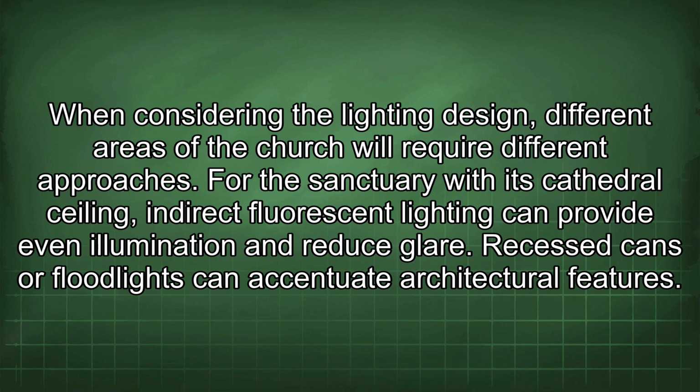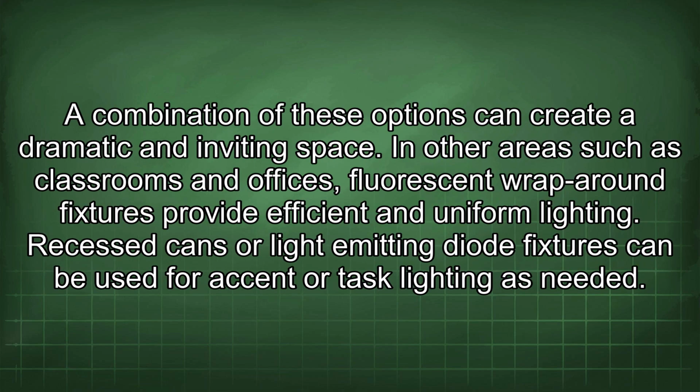For the sanctuary, with its cathedral ceiling, indirect fluorescent lighting can provide even illumination and reduce glare. Recessed cans or floodlights can accentuate architectural features. A combination of these options can create a dramatic and inviting space. In other areas such as classrooms and offices, fluorescent wraparound fixtures provide efficient and uniform lighting. Recessed cans or light-emitting diode fixtures can be used for accent or task lighting as needed.